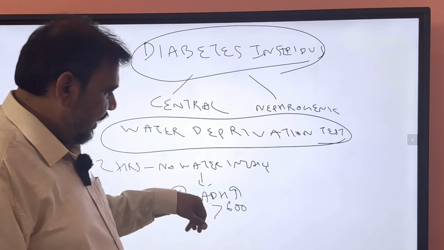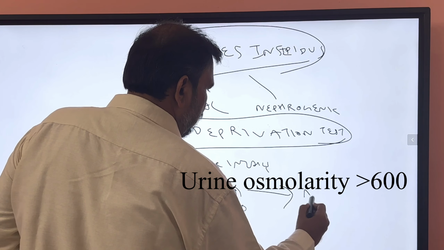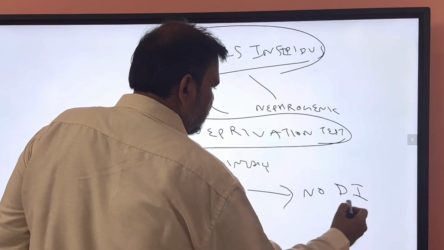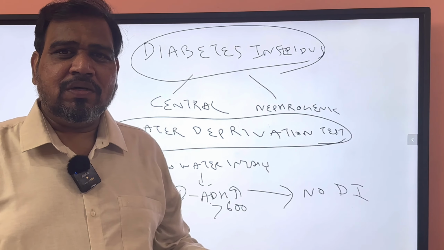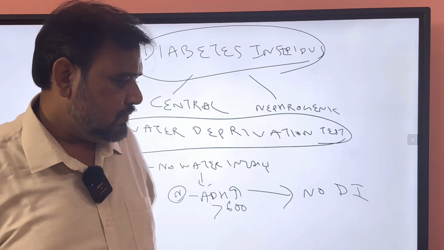So when I do a water deprivation test on a patient suspected of diabetes insipidus, after no intake of water for 2 hours, I will check. If it is more than 600, that is normal. So that is no diabetes insipidus. Maybe he was drinking too much water or had increased water intake. So he does not have diabetes insipidus.